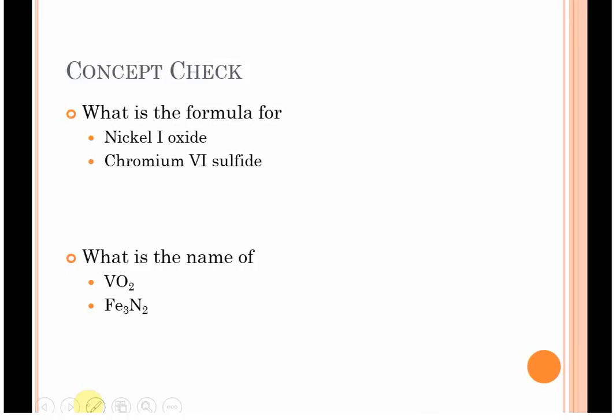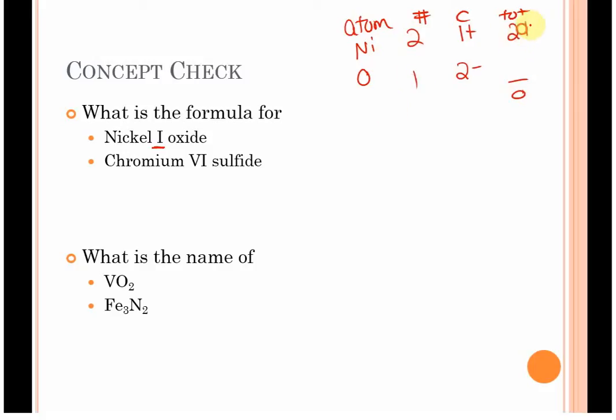So what's the formula for nickel 1 oxide? Well, I'm going to make a table every single time. Atom, number, charge, total. So nickel and oxygen, or oxide comes from oxygen. It tells us the charge of nickel is plus 1. Oxygen is in group 6, so it has 2 minus. In order to cancel, we're going to need 2 nickels and 1 oxygen. Gives us a total positive of 2 plus, total minus of 2 negative, which will cancel. So nickel 1 oxide is going to be written as Ni2O.